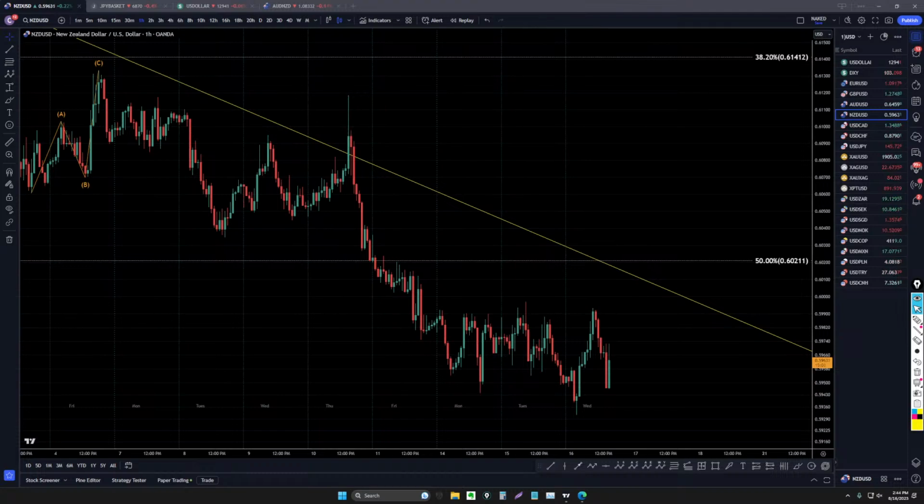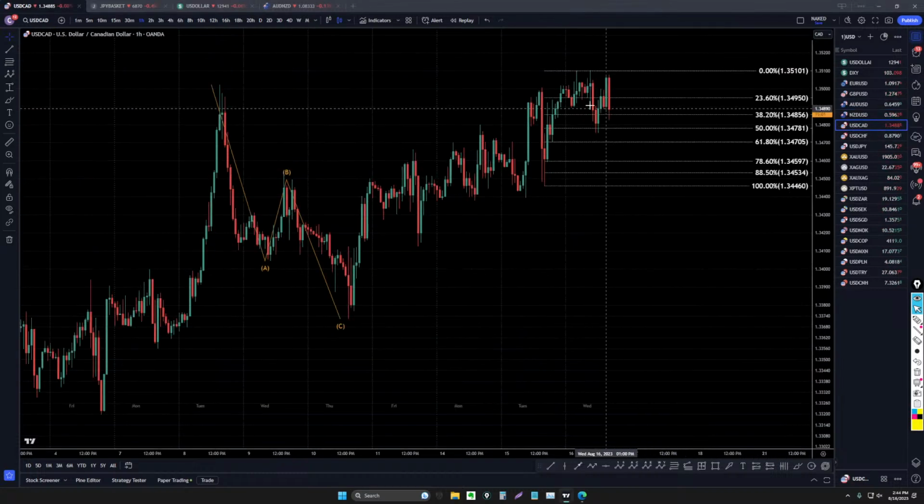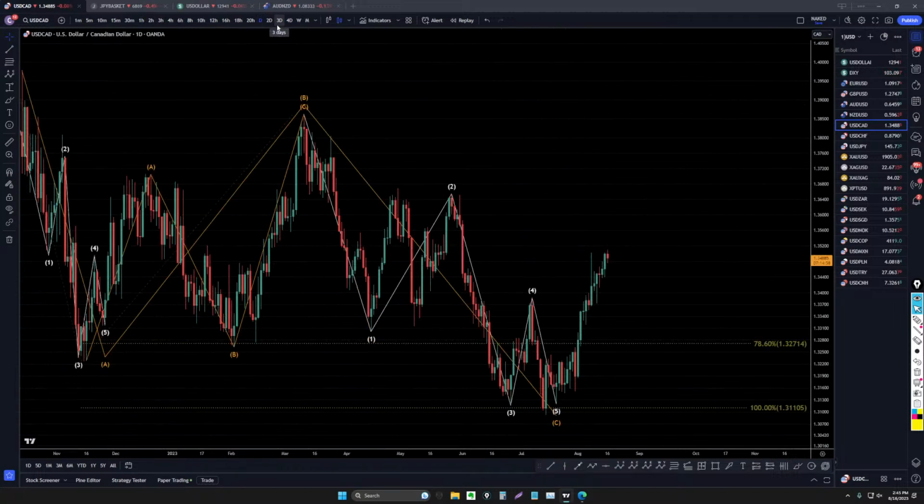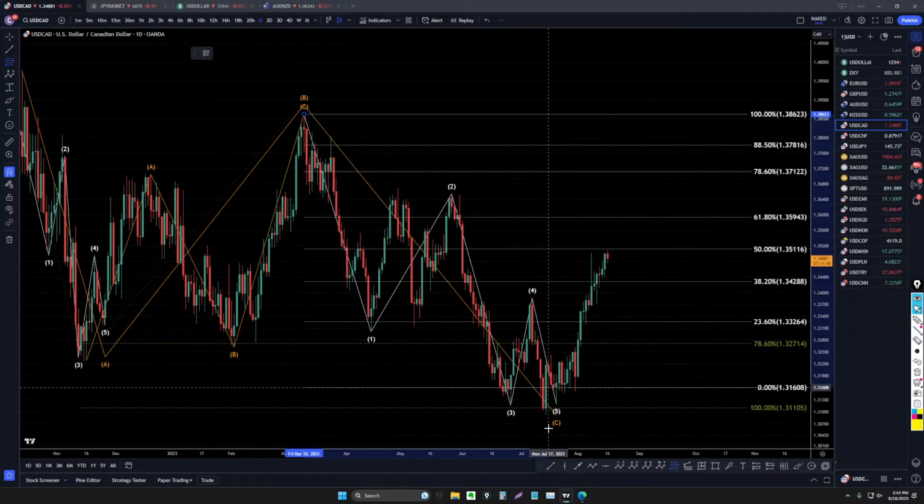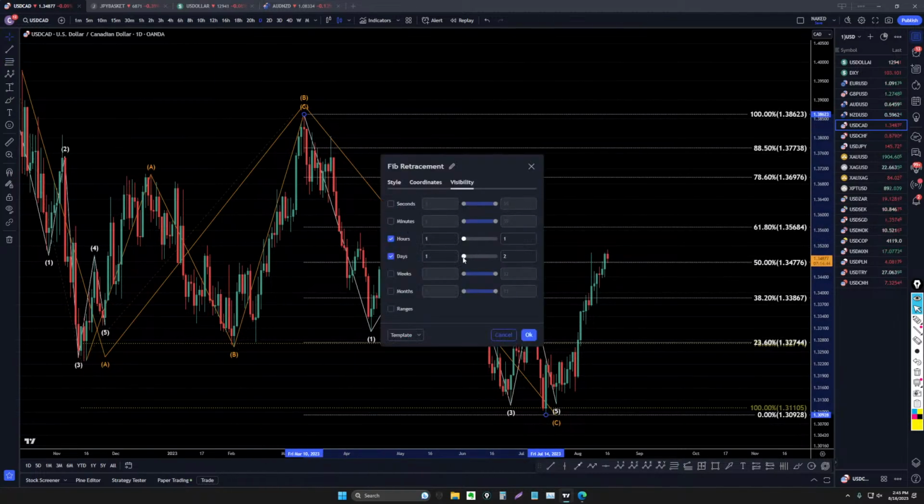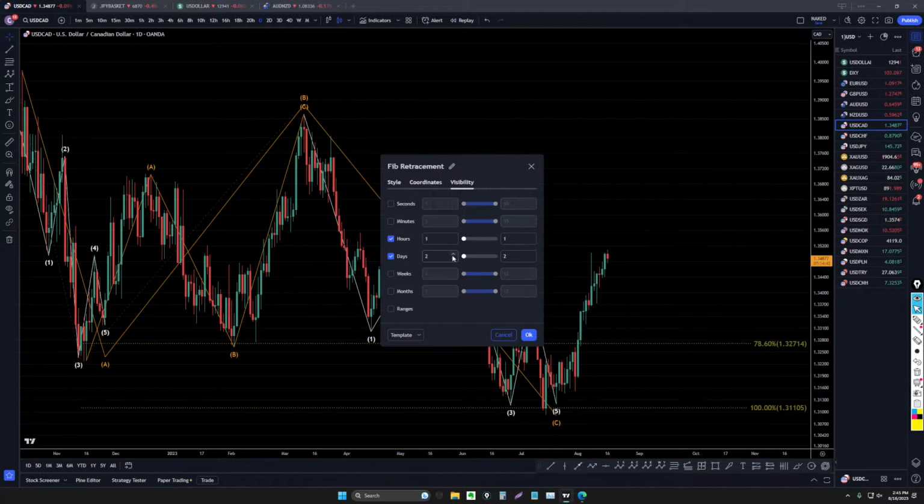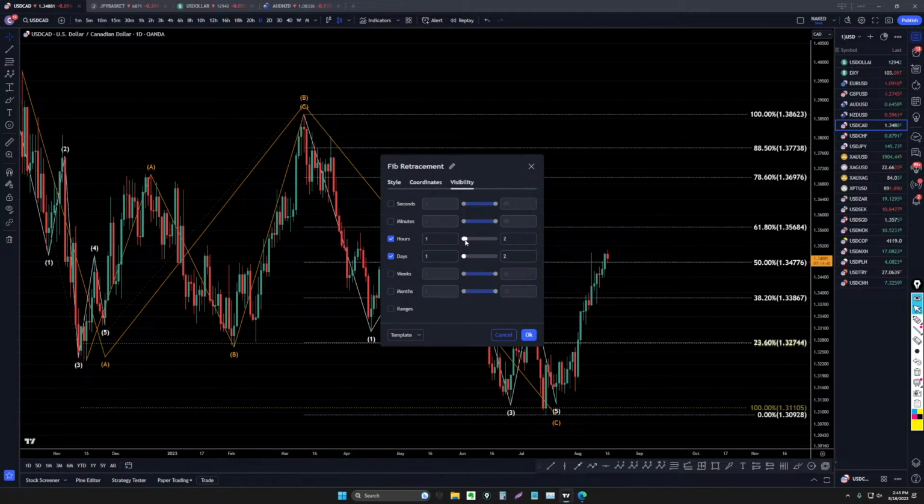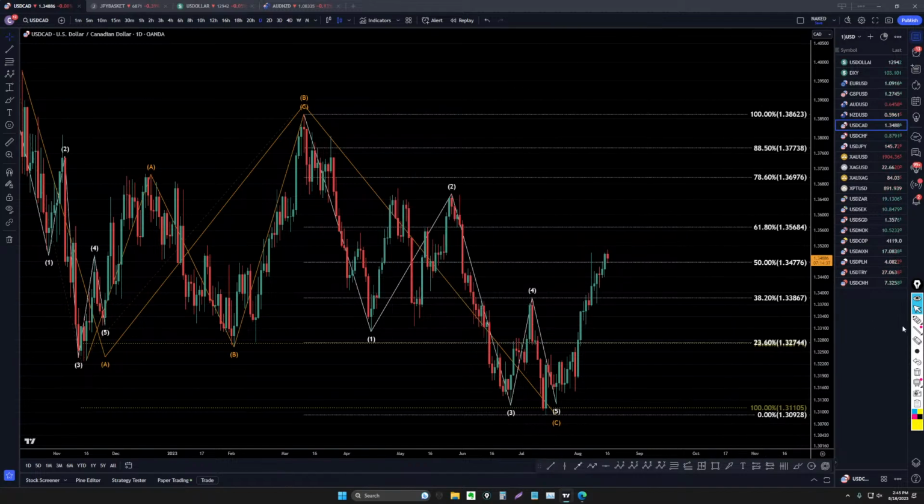So let's check out the US dollar Canadian, which I don't really think this one is quite finished yet either. What happened to that fib level I had? I must have taken it off. Let's put our Fibonacci back on there, measuring this whole move from top to bottom, because it probably is a correction to this whole move down. There we go.